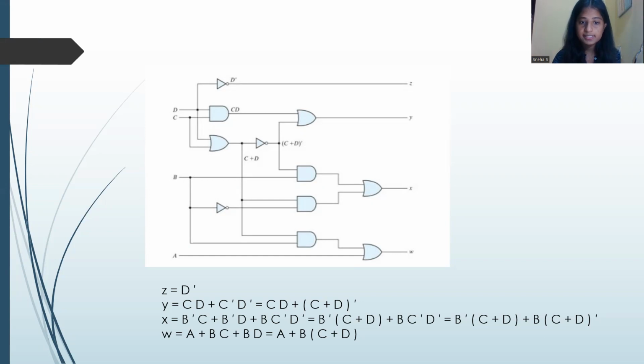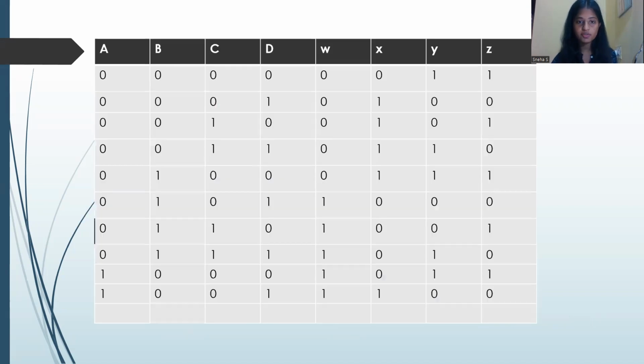For Y, it is CD plus C bar D bar, which is CD plus (C plus D) the whole bar. So we can do this by using one AND gate and one NOR gate, and combine this using a NOR gate. Thirdly, we'll see X. Here the simplified equation is B bar into (C plus D) plus B into (C bar D bar). So we have to use a NAND gate and two OR gates. And next one is W. For W, we are using two OR gates, which will give us the output for W. This is how we do BCD to XS3.